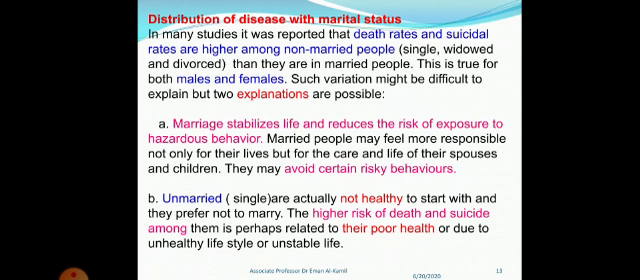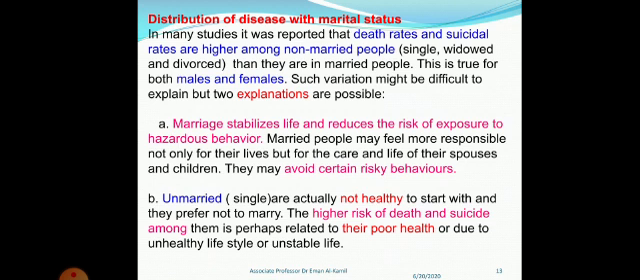So it has been stated that disease rate or death rate is higher among single or non-married people, widowed or divorced, and this can be explained by the following. First, marriage stabilizes life and reduces the risk of exposure to hazardous behavior. Married people are responsible not only for themselves, but also for a family, so they should be very careful and avoid certain risky behavior.